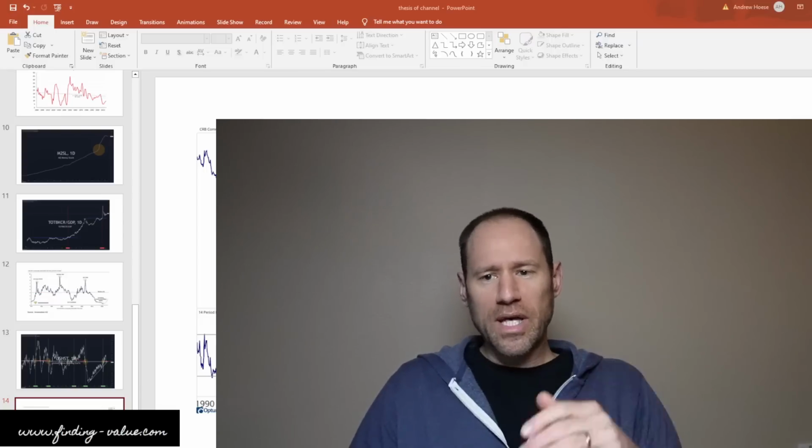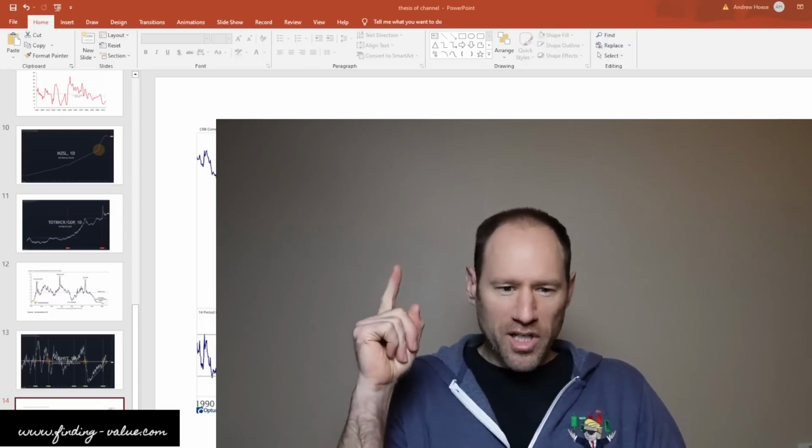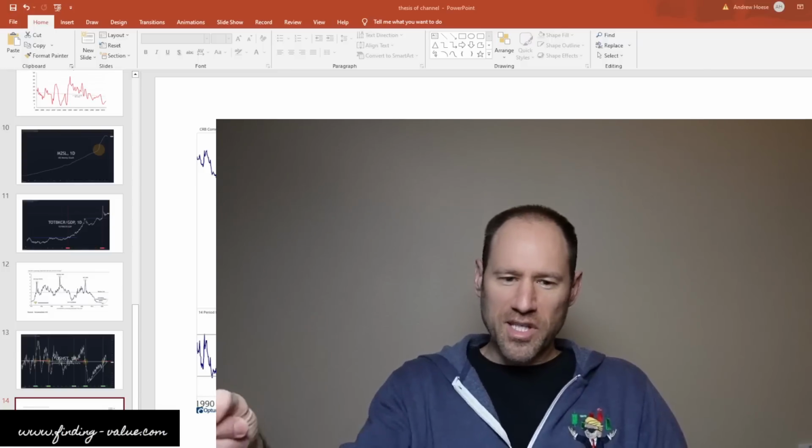So what people are going to do is we're going to get an inverted yield curve, just like it inverted in all those other times, like we saw in the housing market.